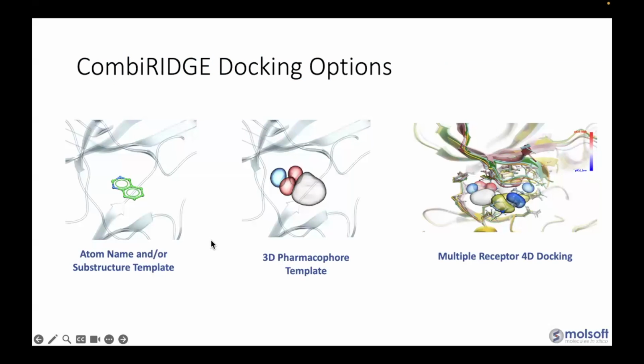You can also add some options. So you can include a template if you want to guide your fragments, your anchors. You can place like a chemical fragment at this point, and say I want all the anchors to try and dock into this region and match this substructure. Or you can use a 3D pharmacophore template.